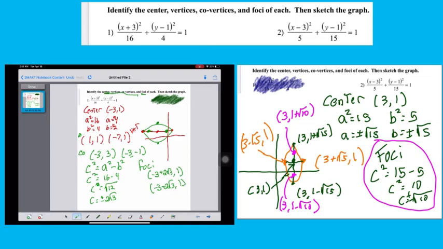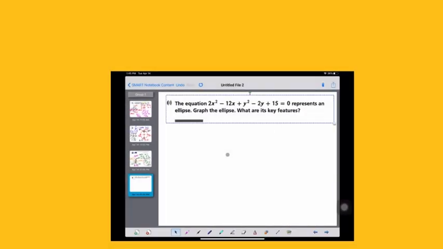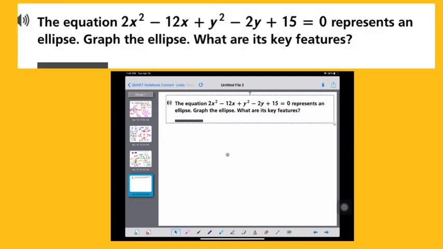Okay, now the next one that we are going to look at, we're going to work on that completing the square piece of it, where now we have the equation of this ellipse. Now it's in that standard form. And we're going to graph this ellipse and we're going to find those key features as well. So the formula that we're using is there. Work through that one with you.